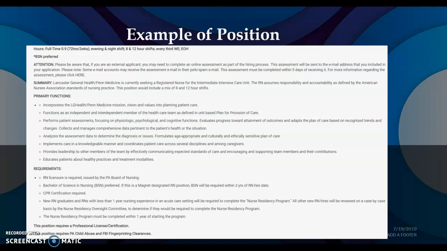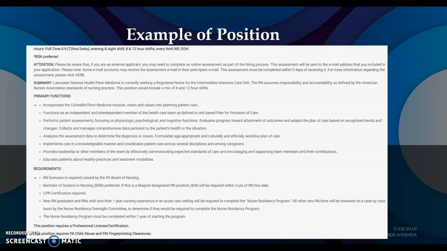So as you can see, this position notifies you of the hours and the point status. So this one is for 0.9, 72 hours every 2 weeks, and is every third weekend and every other holiday. It also gives you a summary for the intermediate ICU and then the primary functions that should be required of the RNs who are hired to work in the IICU.